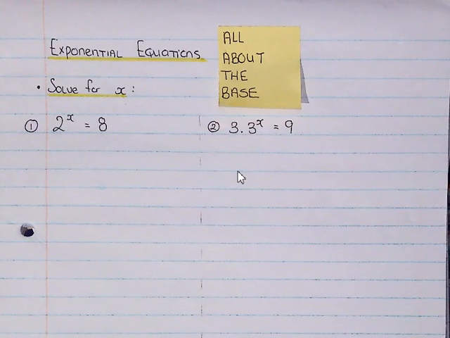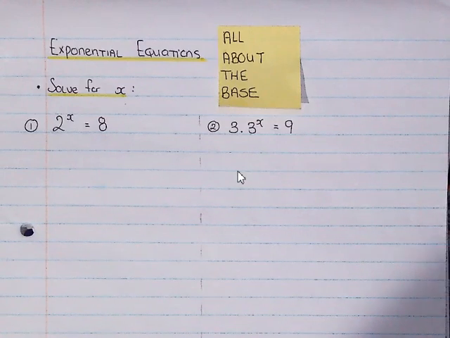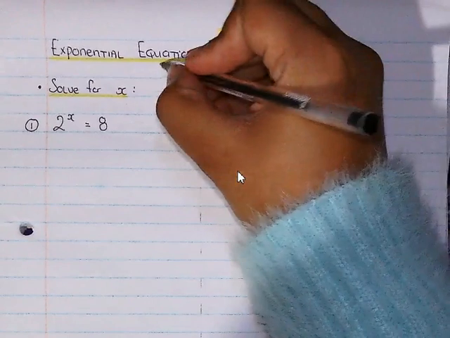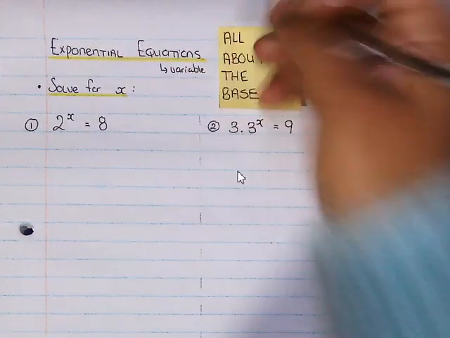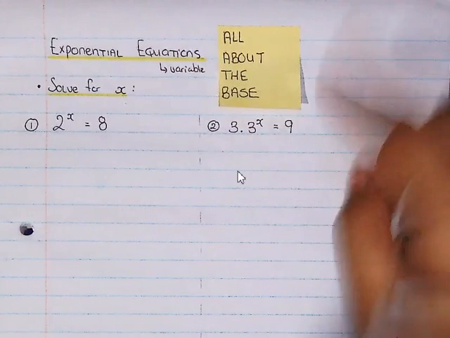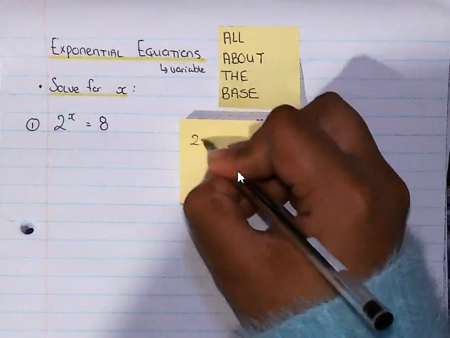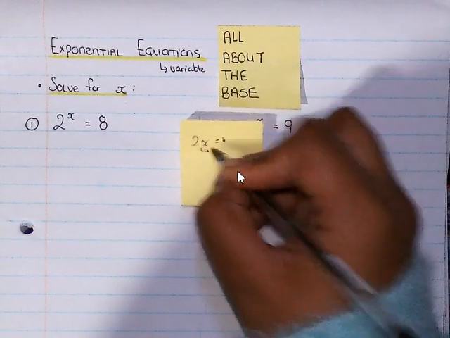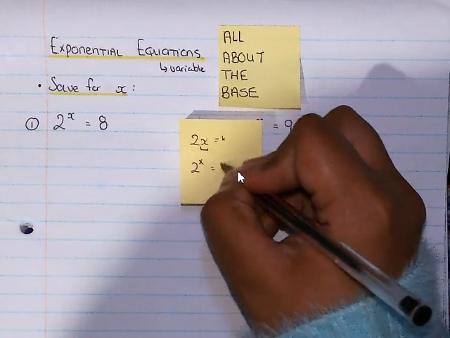This is the introduction to exponential equations, which you might have learned last year, right? But we're using it as an introduction to grade 10. So we have exponential equations, and they are called such because our variable is in the exponent. Instead of having something like 2x equals 4, where x is over here, your x is now an exponent, right?